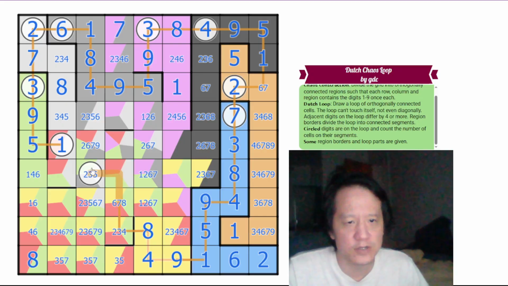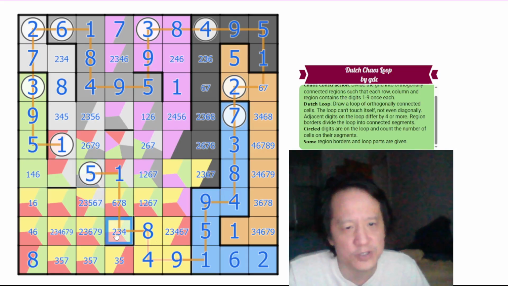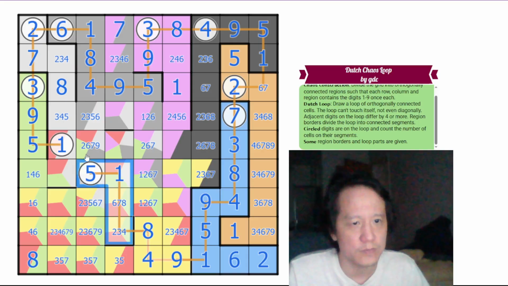So then it has to go this way, which means it has to go that way. This would have to be a 1. And this would be 5. So this would all be the same region. It would go to a 9 in one of these two spots, which would be next to 1. That's fine. So this is all the same region. So it cannot be yellow.